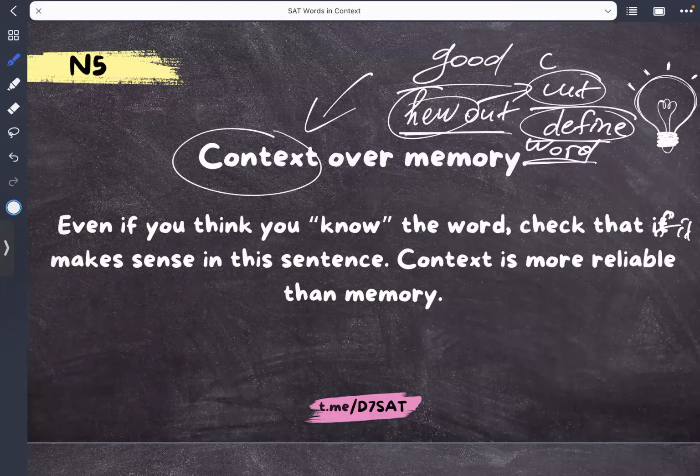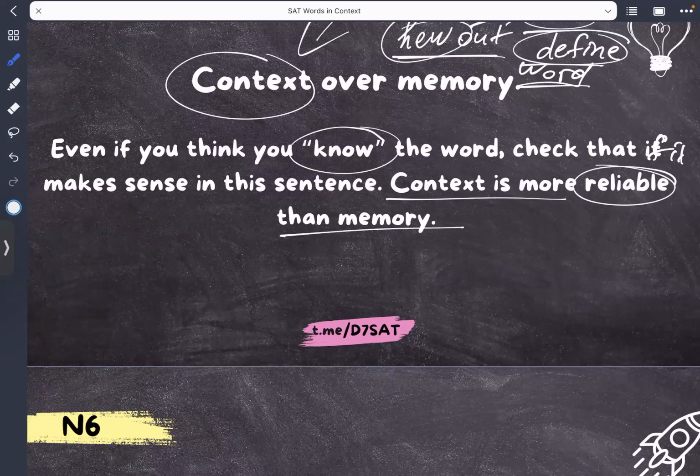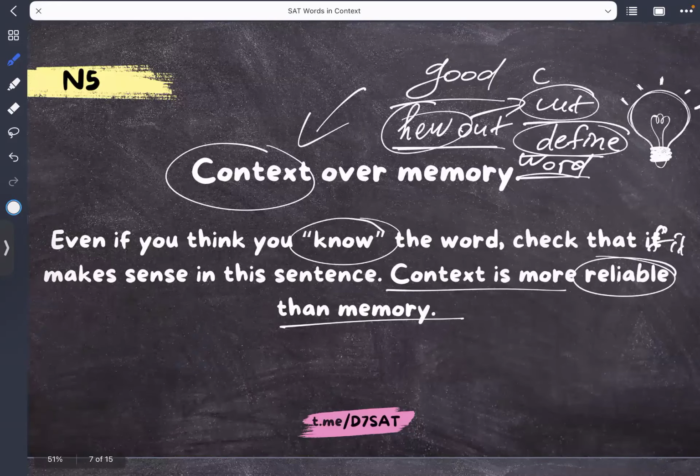Okay, so even if you think you know the words, even if you think you really know the word, check if it makes sense in the sentence. Context is more reliable than memory. Again, the SAT might give you some seemingly easy words and check whether you get trapped in the question. Use your logic to understand the context first, and then choose the word which is closest to the context.